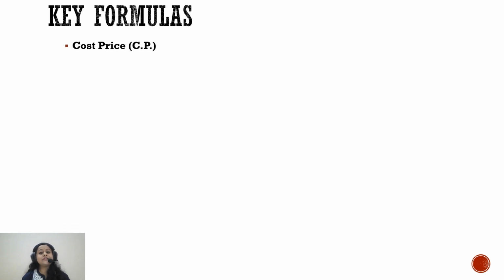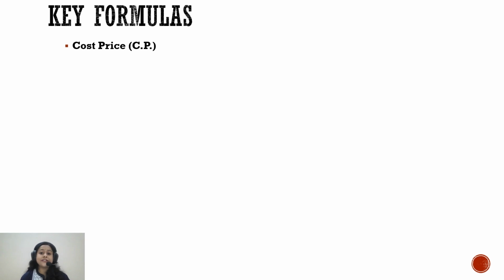So first, starting with cost price. Every seller will purchase the product from the market, or they will purchase raw materials and produce the product on their own, but there will be a cost associated with the product. Either they purchase the final product from the market, or they produce it themselves, so there will be a cost price.